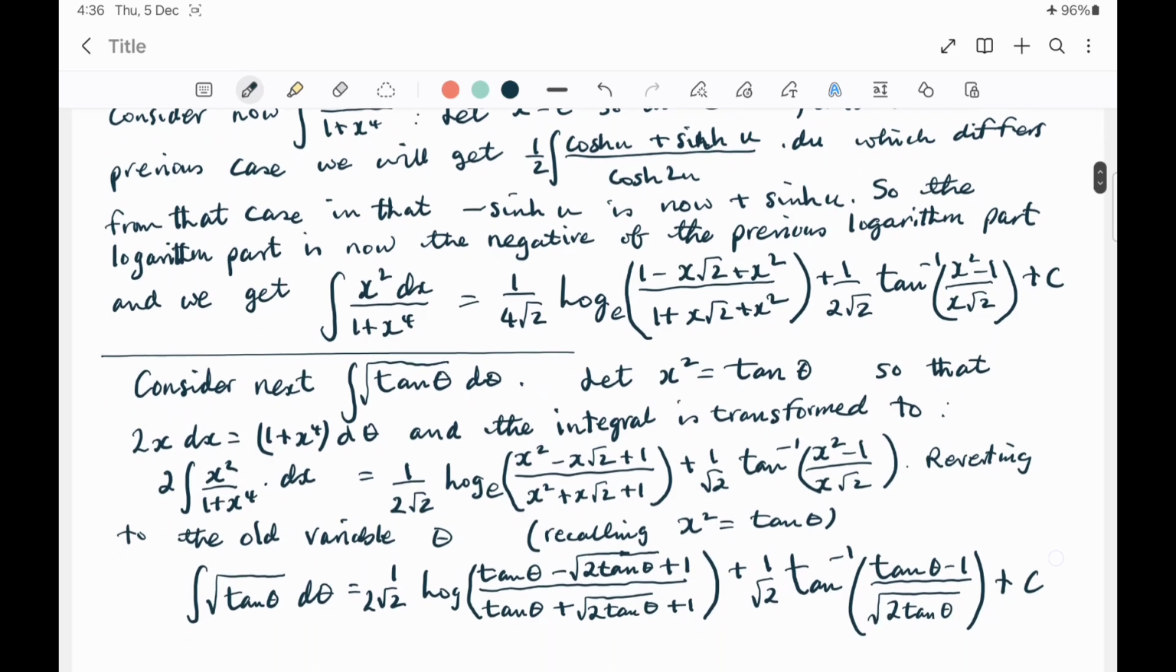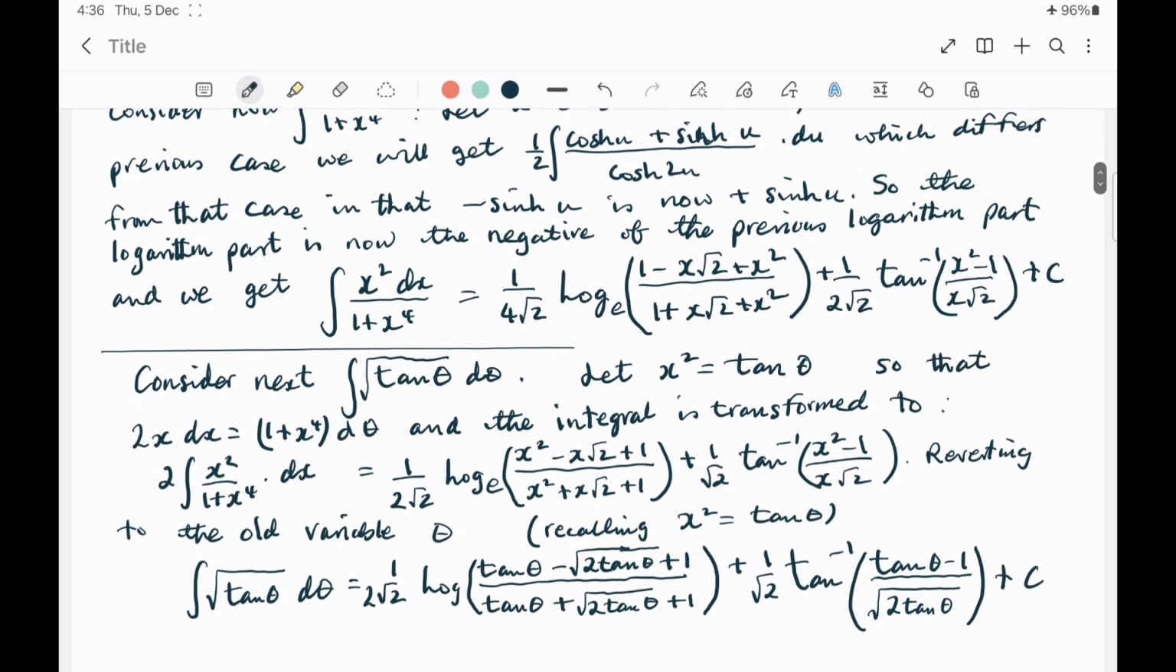Now I'm going to turn to an integral which doesn't look anything like what we started with, but it soon will. And that integral is the square root of tan theta with respect to theta. So I'm going to let x squared equal tan theta, so that 2x dx is (1 plus x to the fourth) d theta, and the integral is transformed to 2 times the integral of x squared over 1 plus x to the fourth dx, which is just double the integral which we've just done in the few lines above.